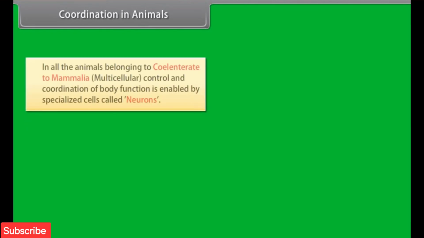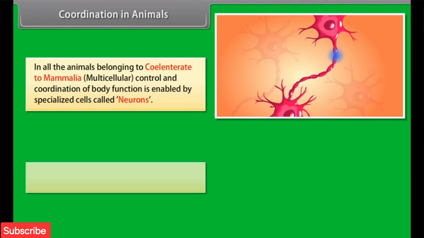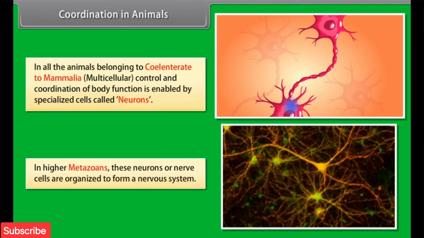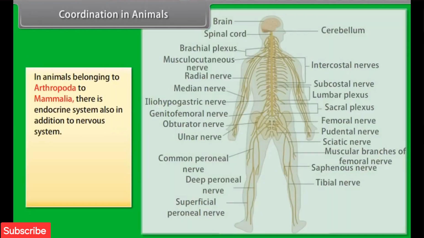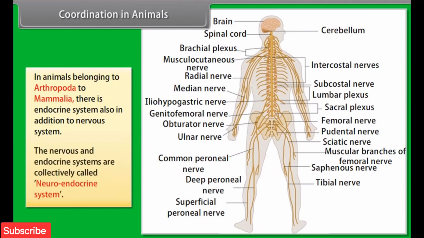In all the animals belonging to coelenterate to mammalia, multicellular control and coordination of body function is enabled by specialized cells called neurons. In higher metazoans, these neurons or nerve cells are organized to form a nervous system. In animals belonging to Arthropoda to mammalia, there is an endocrine system also in addition to the nervous system. The nervous and endocrine systems are collectively called the neuroendocrine system. Nervous coordination in lower animals.